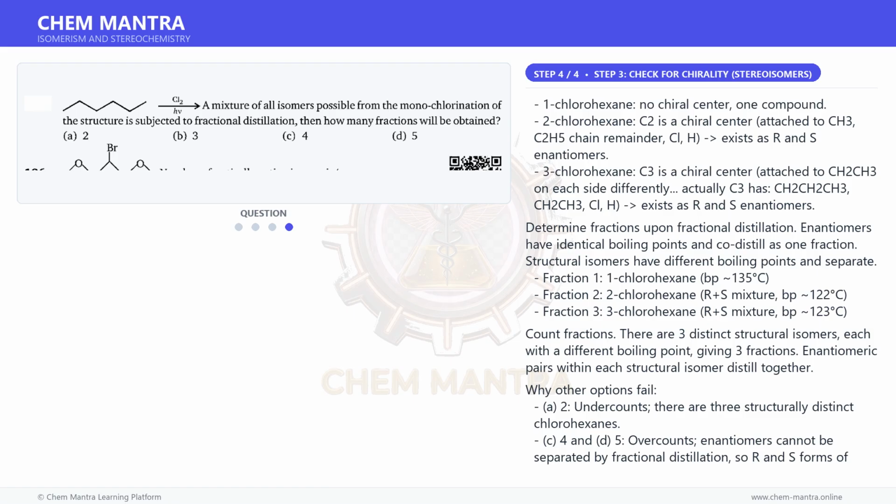Count fractions. There are 3 distinct structural isomers, each with a different boiling point, giving 3 fractions. Enantiomeric pairs within each structural isomer distill together.